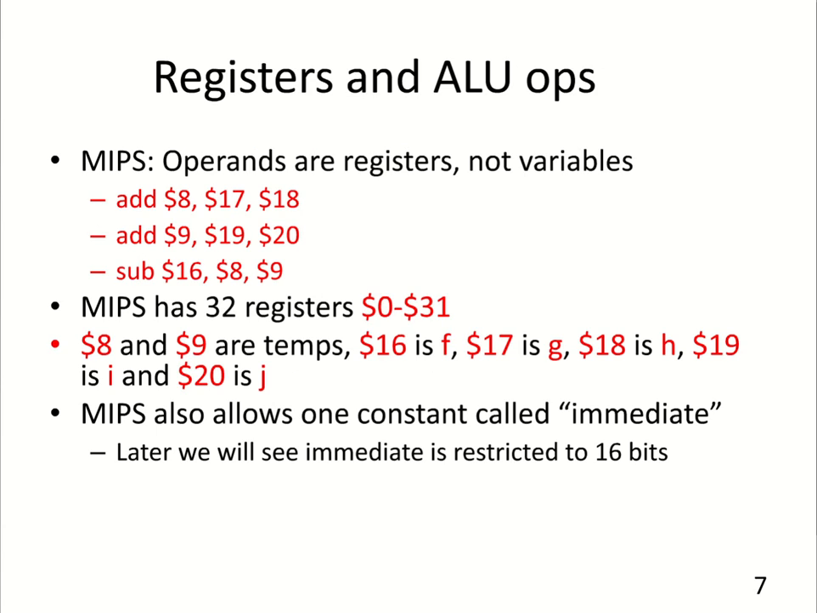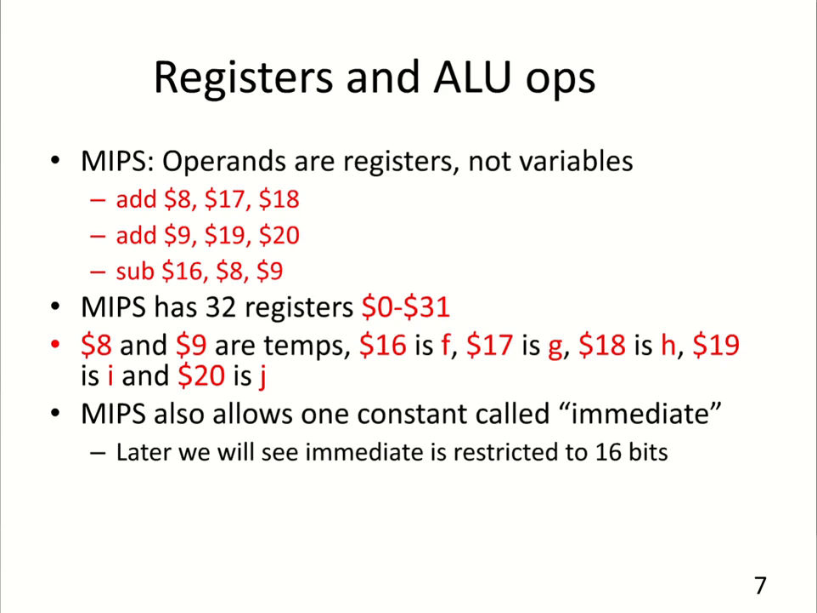In the MIPS instruction set, all arithmetic logic instructions, which are executed by the ALU or arithmetic logic unit, are required to have their source operands and destination operands stored in registers, not memory variables. So you see the earlier example here now where the inputs and the outputs are assigned to particular registers that are numbered and identified using the dollar notation. The MIPS instruction set provides the programmer with 32 registers numbered 0 through 31, and in this particular case we're using registers 8 and 9 for the temporary values T0 and T1. We're using 16 for F, 17 for G, 18 for H, 19 for I, and 20 for J.